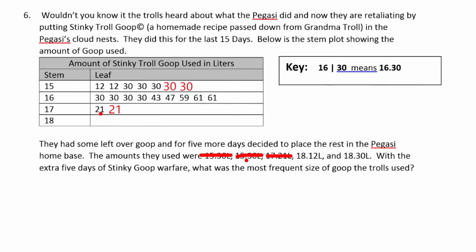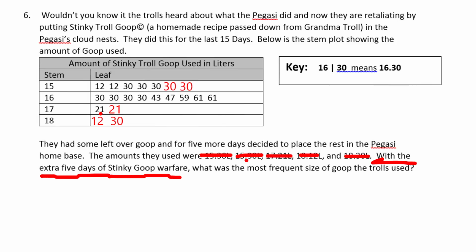Now the last two I have are 18.12 and 18.30 liters, and I'm going to go ahead and put both of those in at the same time on the next one just to speed things up. And there you have it. I've now entered in all of the data from the extra 5 days of Stinky Goop Warfare, because it said with the extra 5 days of Stinky Goop Warfare, what was the most frequent size of goop the trolls use. So I've now added that extra 5 days of Stinky Goop Warfare.